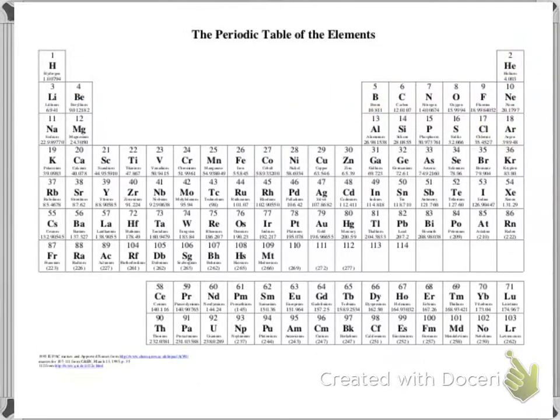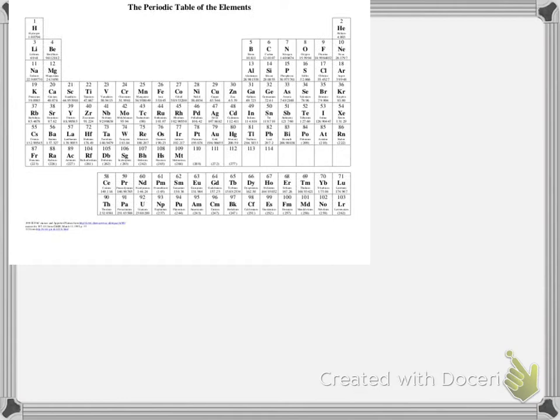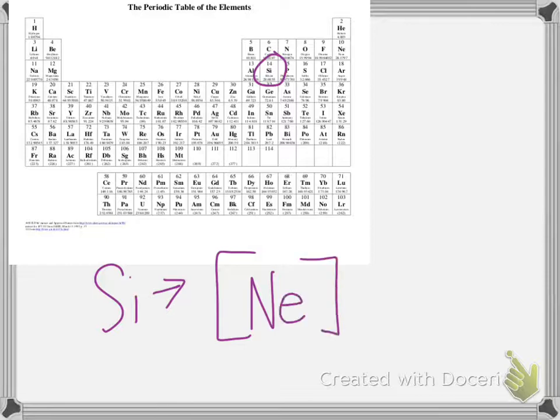Get rid of all that. Select this and shrink it. And we're going to do silicon. Atomic number 14, 14 electrons. If we're writing the electron configuration for silicon in noble gas notation, what noble gas are we going to use? Neon. So we're going to write Ne in brackets. And how many electrons beyond what neon has does silicon have? 4.